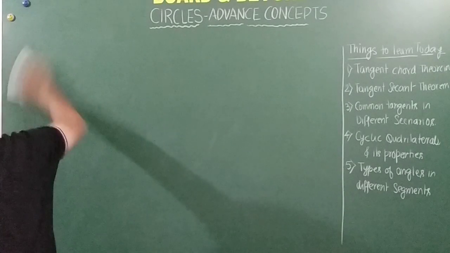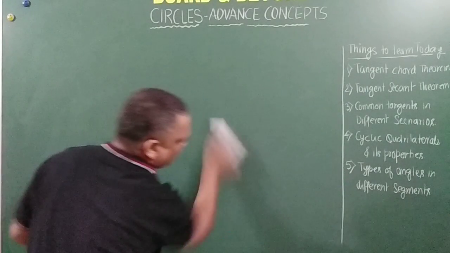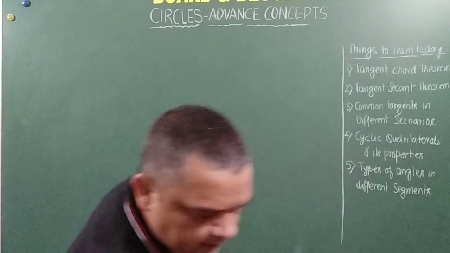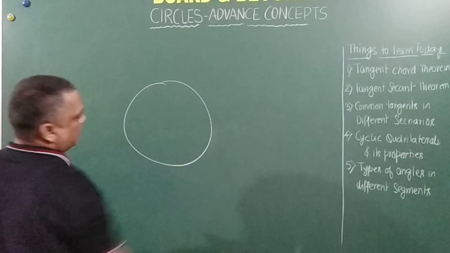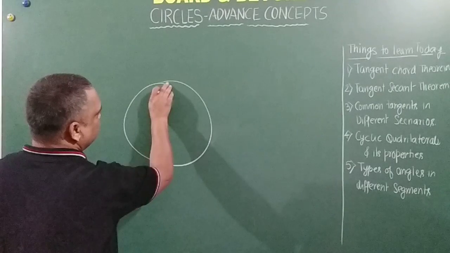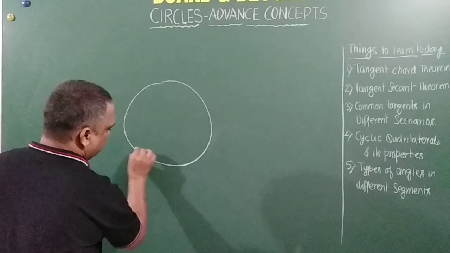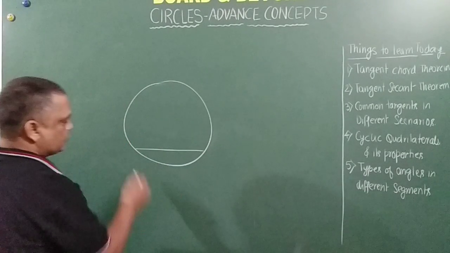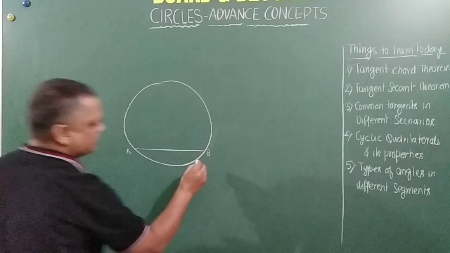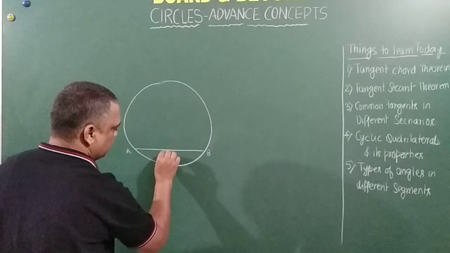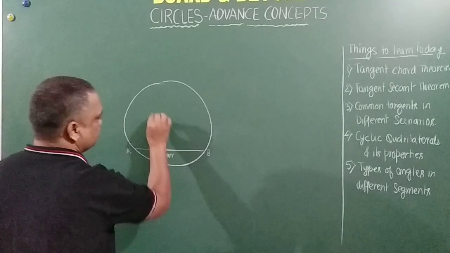So what we will do, friends, is take a circle and divide it into 2 segments with a chord, so we can understand it very easily, right? Let's say this is the circle. I take a chord here. This chord AP has divided the circle into 2 segments. This is called the minor segment and this is called the major segment.